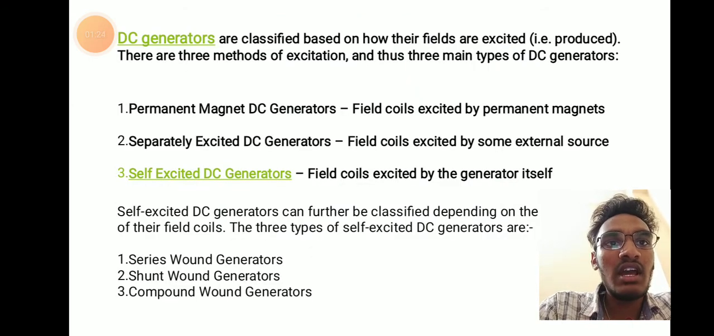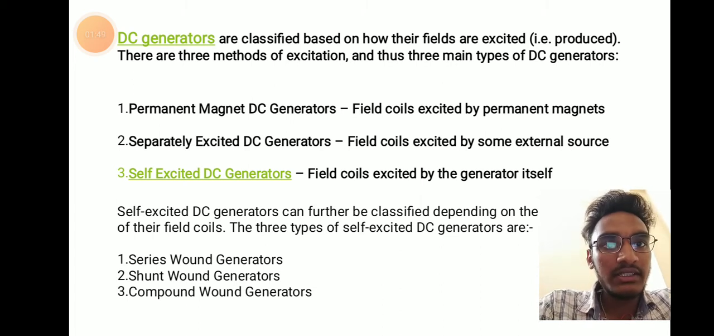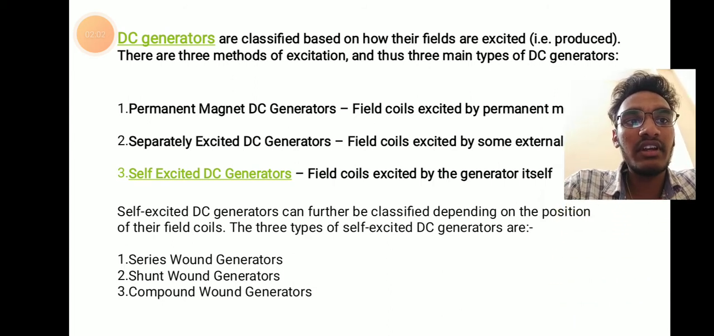DC generators are classified based on how their fields are excited. There are three methods of excitation and thus three main types of DC generator: permanent magnet DC generators, field coils excited by permanent magnets; separately excited DC generators, field coils excited by some external source; self-excited DC generators, field coils excited by the generator itself.